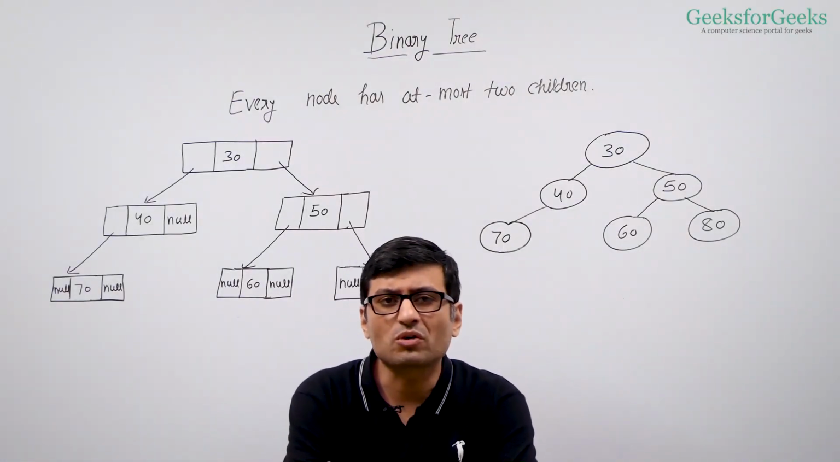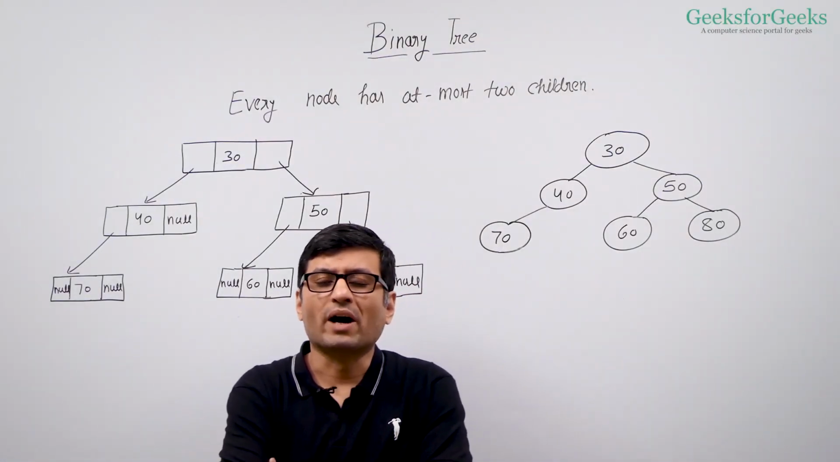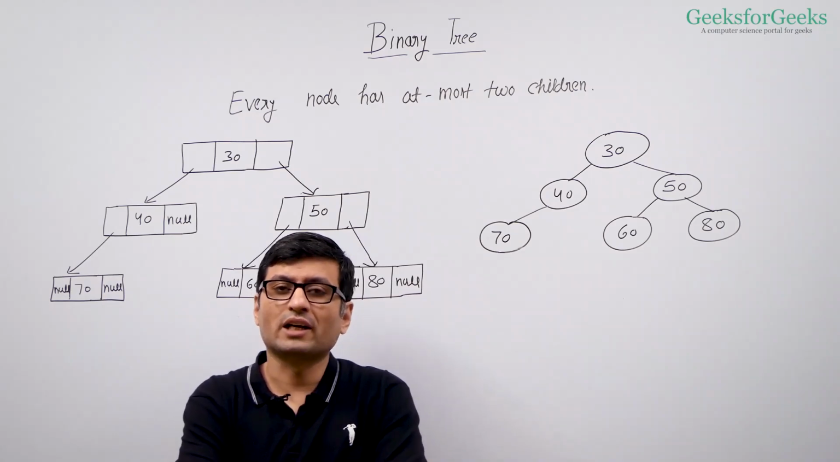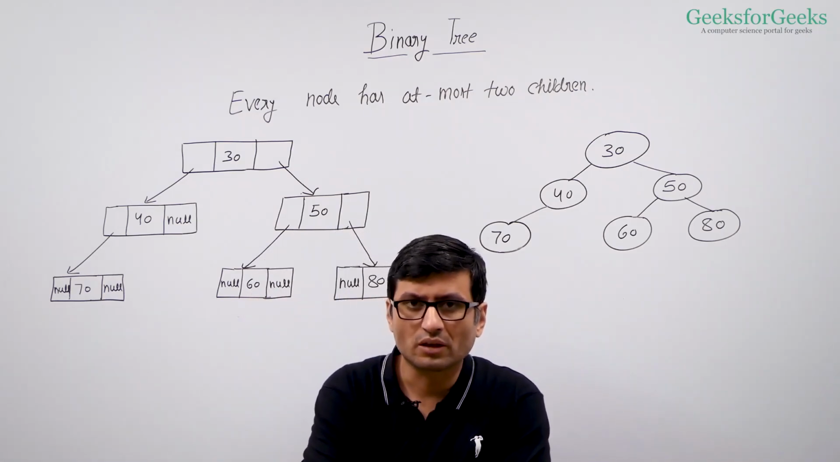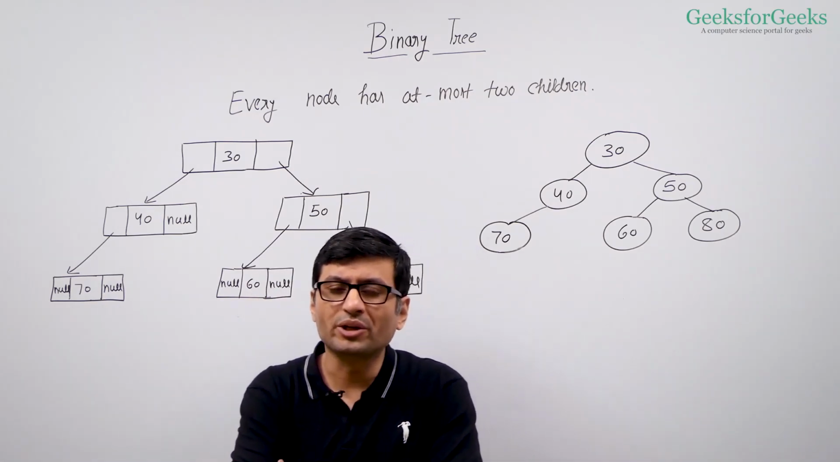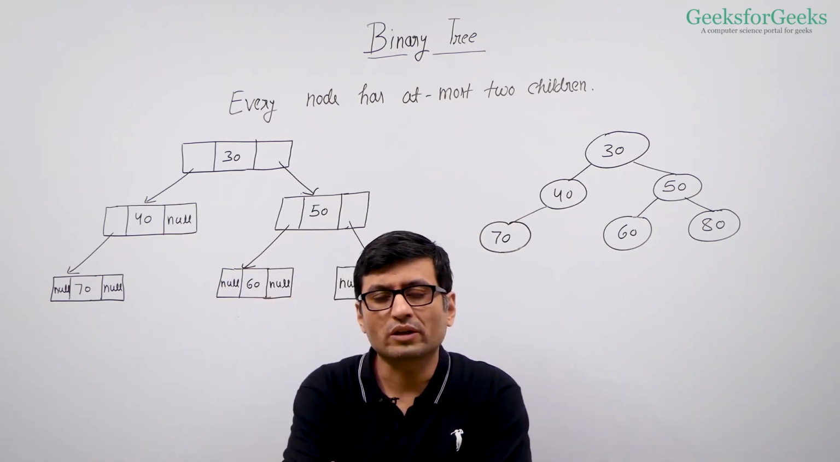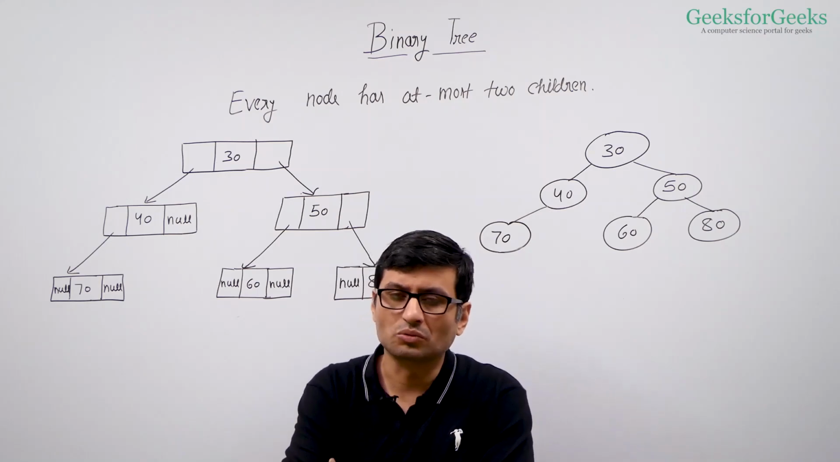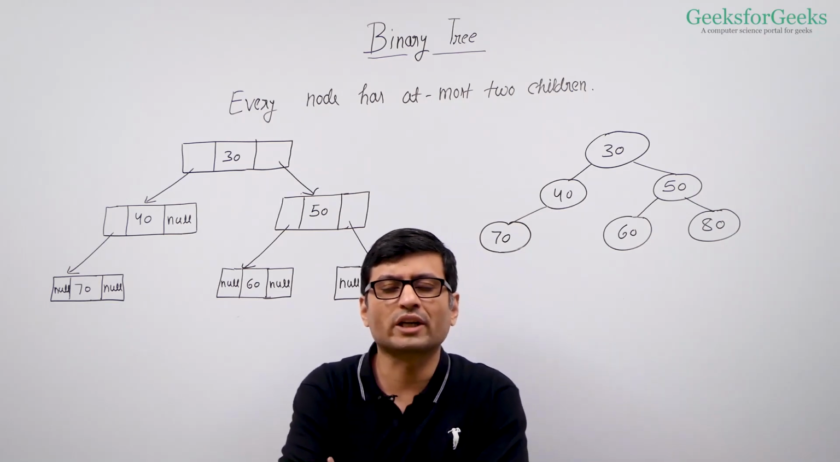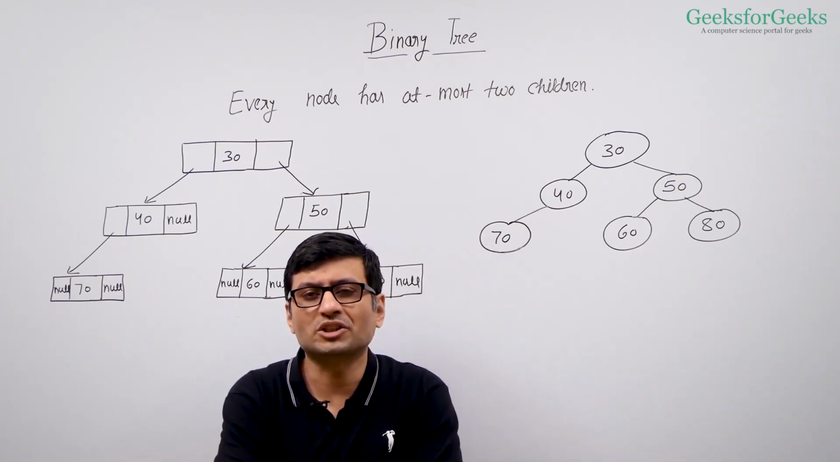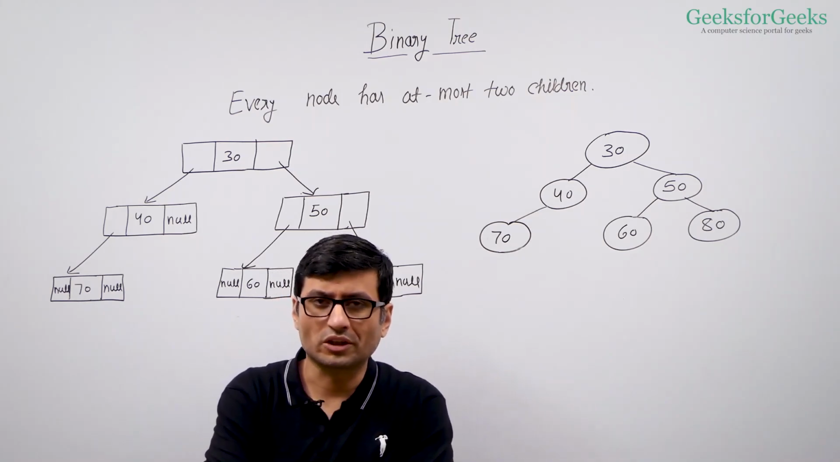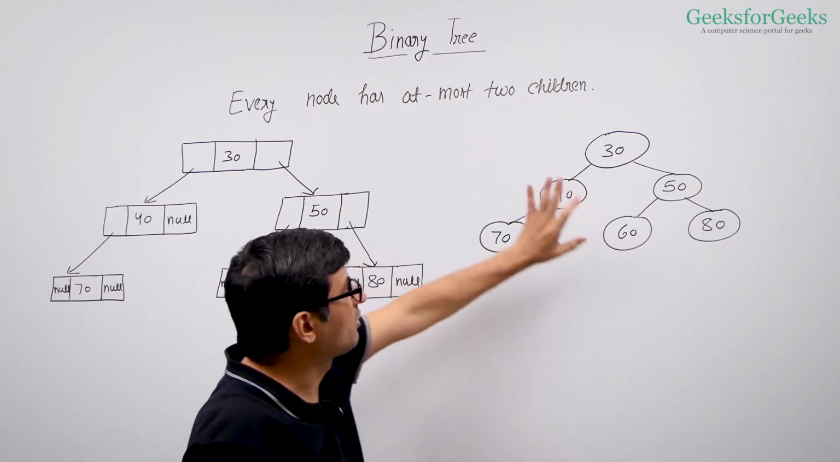Let us now talk about binary tree. In binary tree, every node has at most 2 children, or we can say degree of every node is at most 2. So degree of a node can be 0, 1 or 2. In other words, a node can have 0 child, 1 child or 2 children.